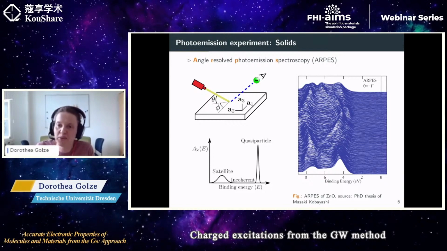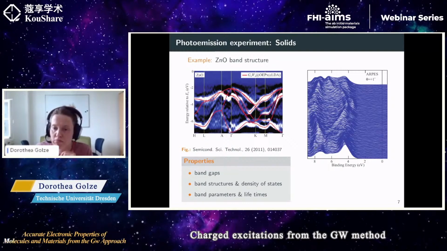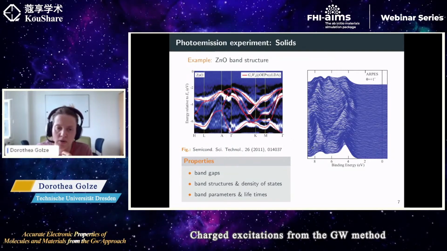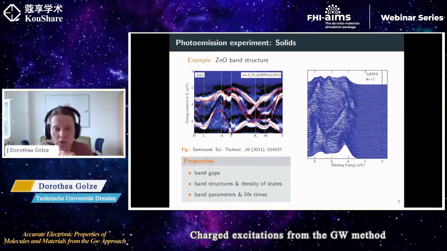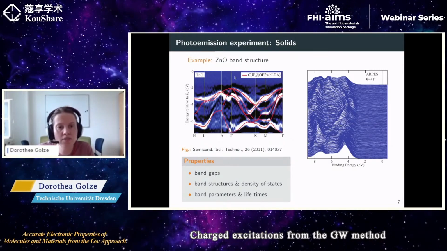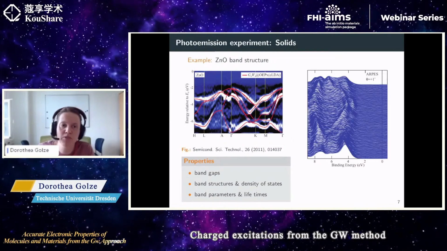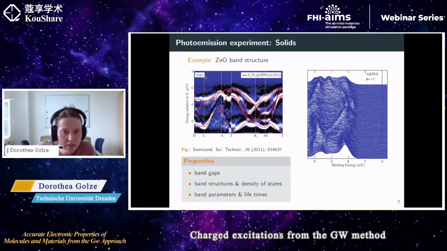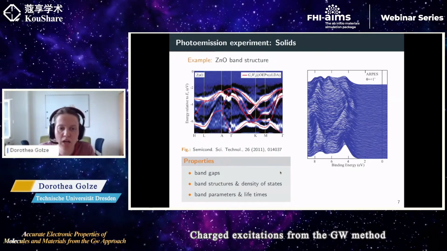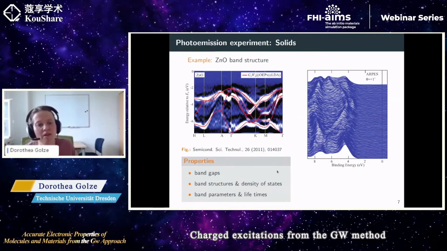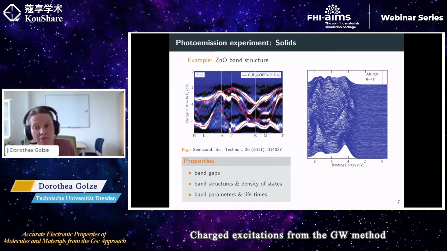This is usually not how you see this figure. Usually we plot along a certain angle dependence, or along certain special points in the Brillouin zone, which gives this probably more familiar plot of band structures. Shown here is zinc oxide, only the occupied states, converting this figure into this representation. We have the experiment here in white and purple, and the computed bands are the red ones from GW. What you get from these experiments are band gaps, band structures, density of states, band parameters like band velocity, lifetimes, etc.